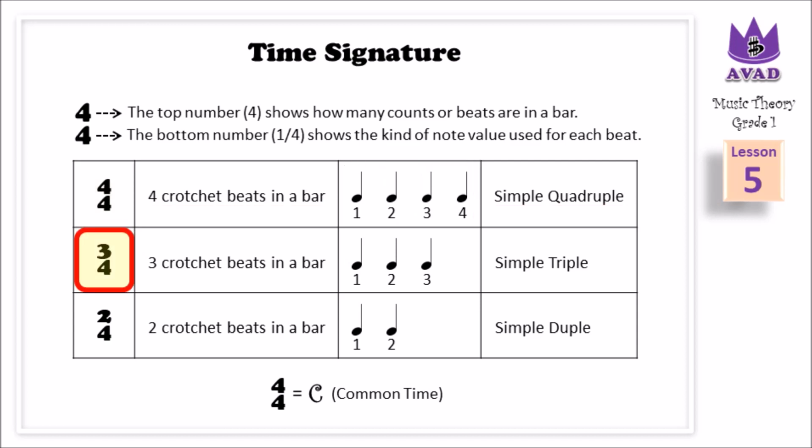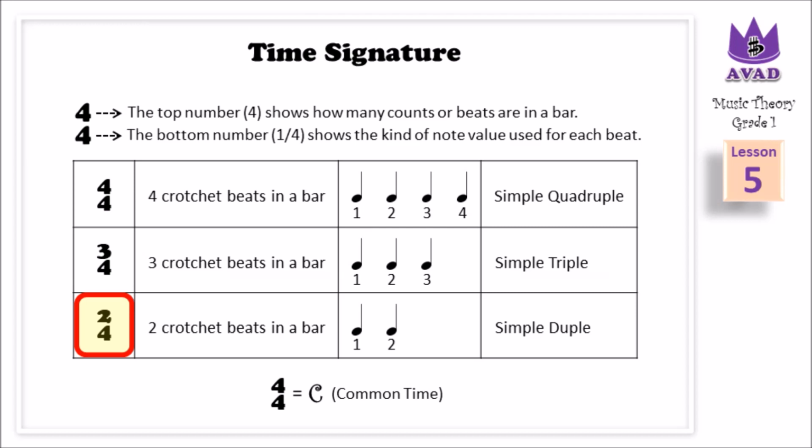Time signature 3-4 means there are 3 crotchet beats in a bar. 1 crotchet, 2 crotchet, 3 crotchet. 3 crotchet beats in a bar. It's also known as simple triple.